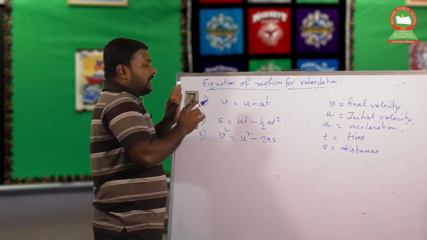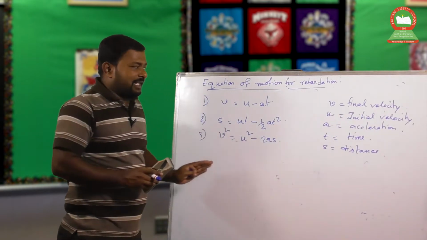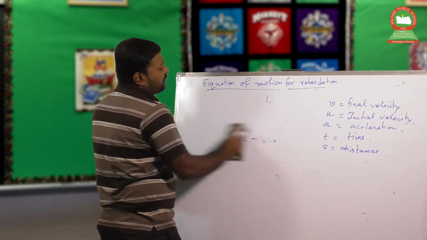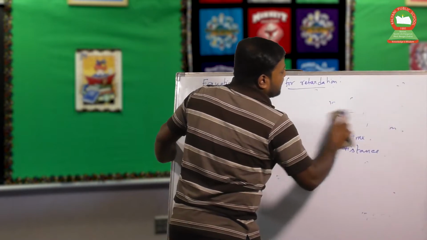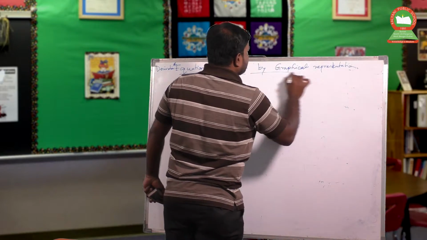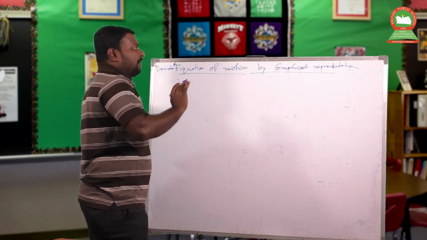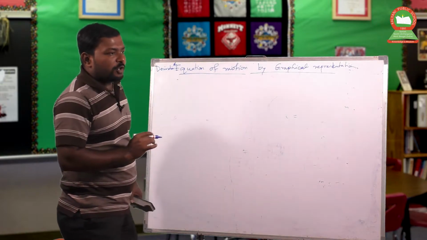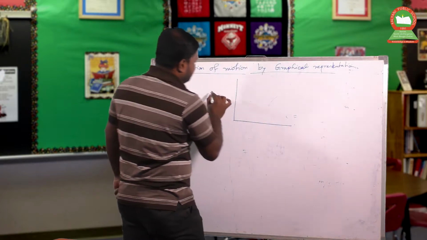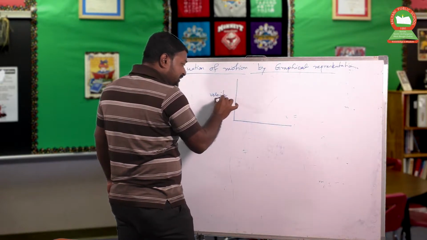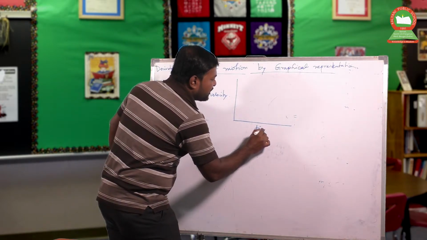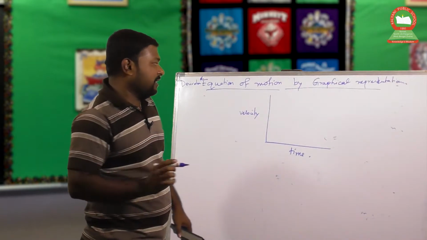Now we have to derive those equations by graphical analysis. So equation of motion, derivation of equation of motion by graphical method. Now for these equations we have to draw the velocity time graph, and we deal with the accelerated motion. So velocity time graph for accelerated motion.